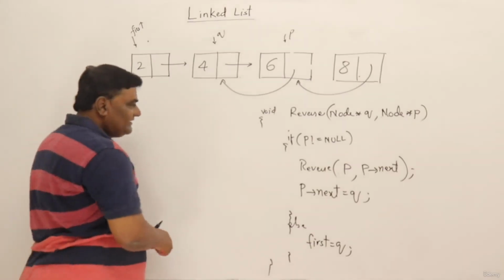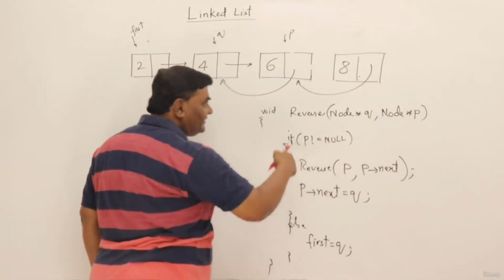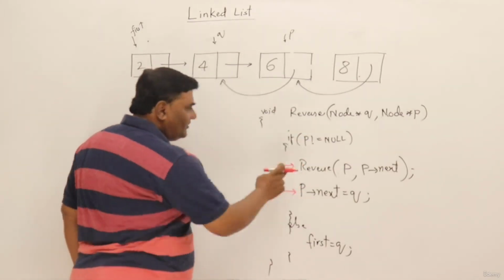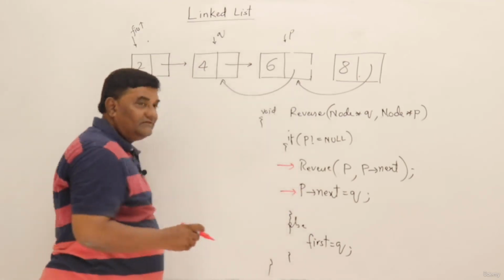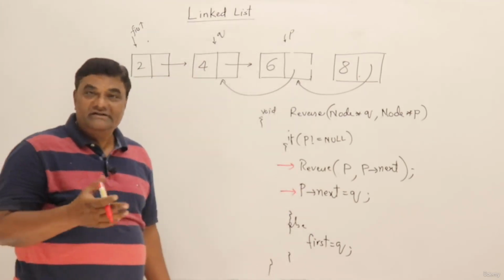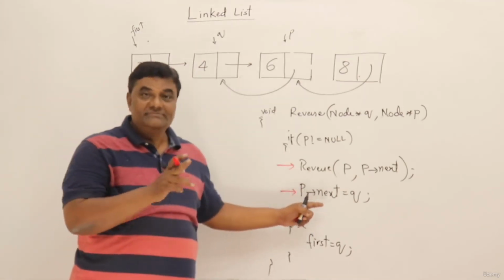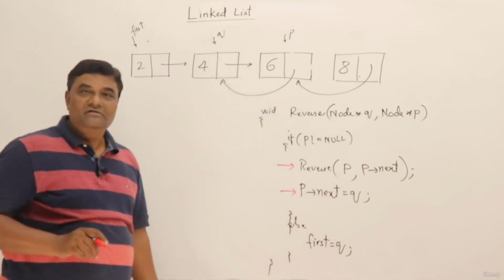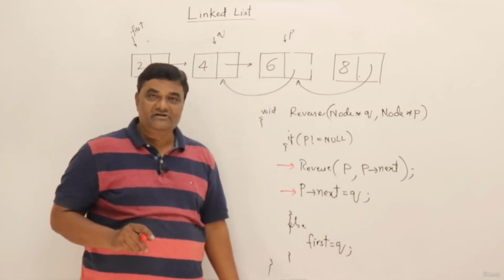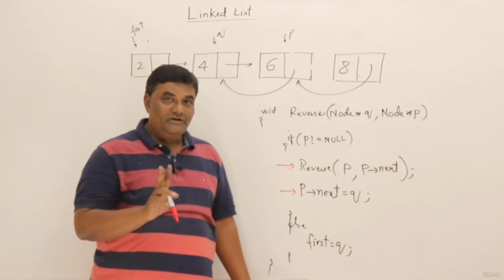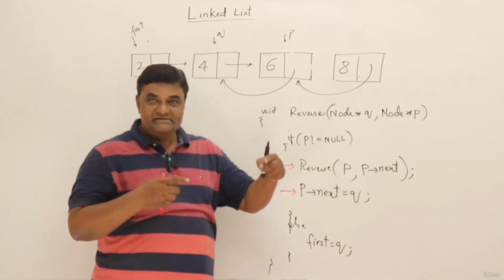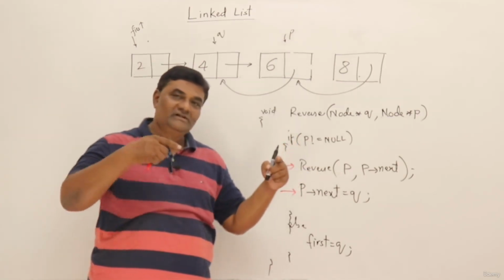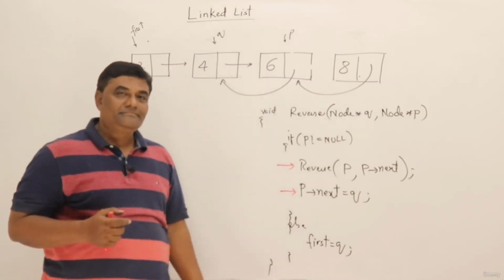So you can see that this is a recursive call. It is calling itself again and again. Whatever is there after the recursive call will be executed at returning time. So at returning time, links will be reversed. This is a simple function for reversing a linked list using recursion, for which we require two pointers. P is ahead and Q is a tail of that P.